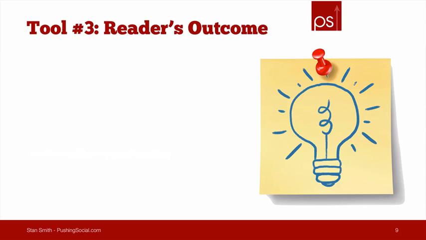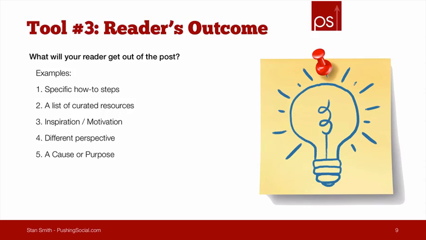Okay, so the next tool is, what is the reader's outcome? All right, what do you want your reader to be able to do? So what will your reader get out of the post? Some of those examples are pretty straightforward. You may want your reader to walk away with specific how-to steps, okay? Or a list of curated resources, inspiration and motivation. Sometimes I sit down and I just want my readers to feel great about what they're doing and what their day is going to entail. I want them to feel motivated that they can really impact the future of their business with their content and with their blog. That's it, okay?